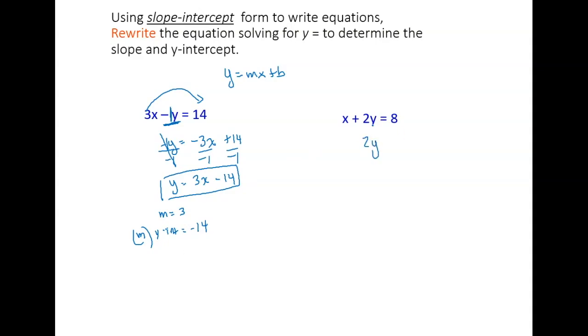Okay, same thing here. We're going to leave the 2y on the left side. We're going to bring that x over, so it'll become a -x plus 8. Divide by 2. Every term gets divided by 2. So we get y equals -x over 2, or you could say -1/2 x. That works too. And then 8 divided by 2 is 4, so plus 4.